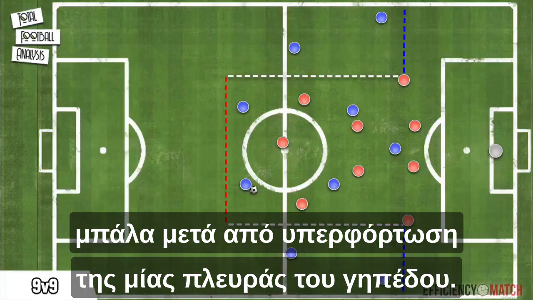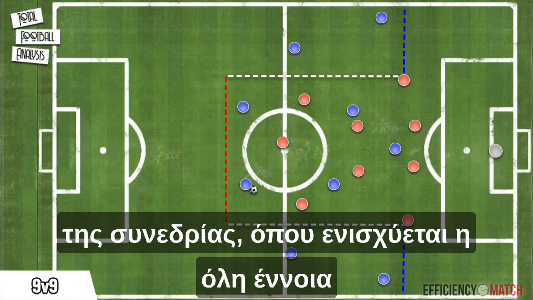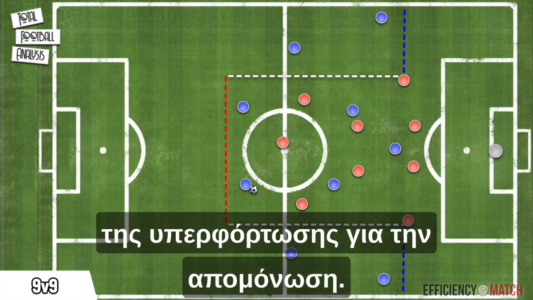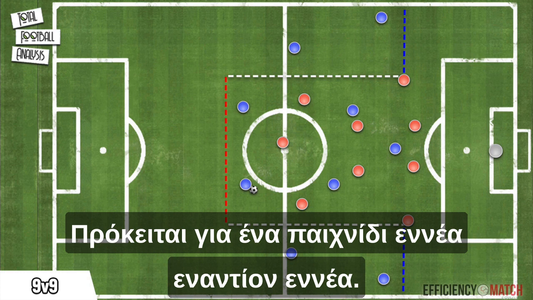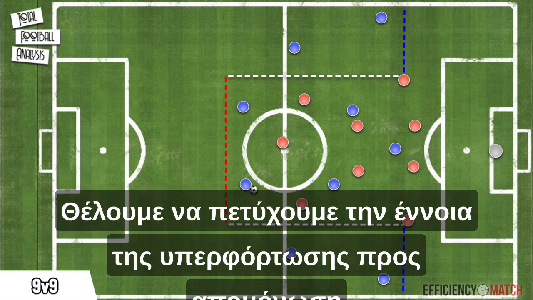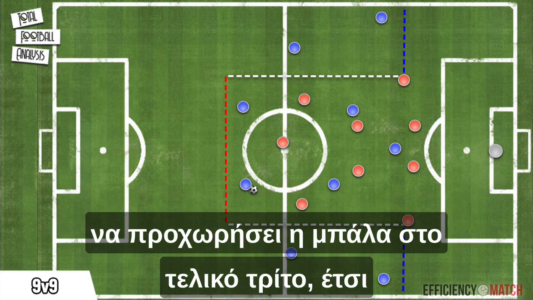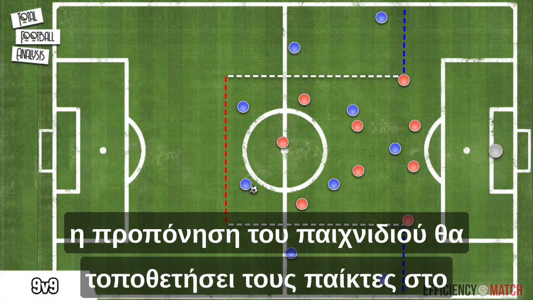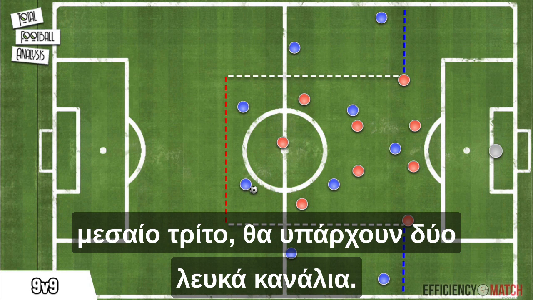The third drill is the central part of the session, where the whole concept of overload to isolate is reinforced. This will be a 9 vs 9 game. As aforementioned, we want to achieve the overload to isolate concept to progress the ball into the final third. So the game training will position the players in the middle third. There will be 2 wide channels.